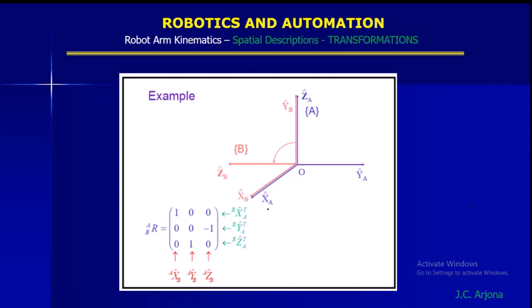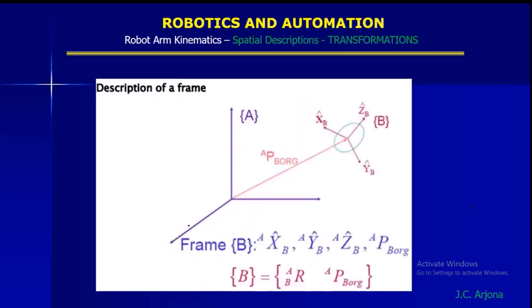So this is an example of rotating the frame B with respect to the x-axis. So here is the matrix of that. Next slide.